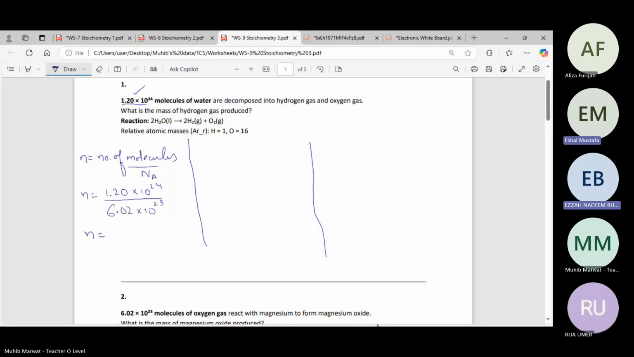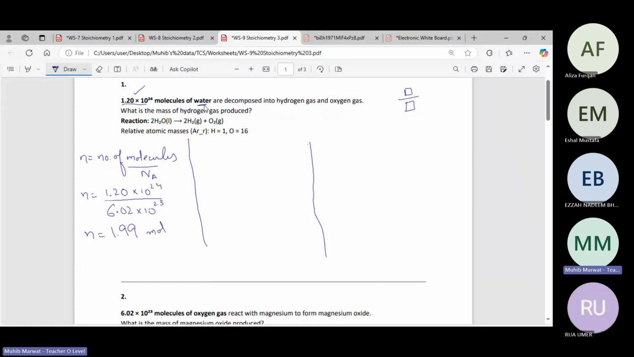Sir, 1.99 multiplied by 10 raised to power 46. No, this is wrong. Again, I have told you multiple times that you should use the fraction button to calculate this one, right? It should be just 1.99, I guess. Just do it again, please.